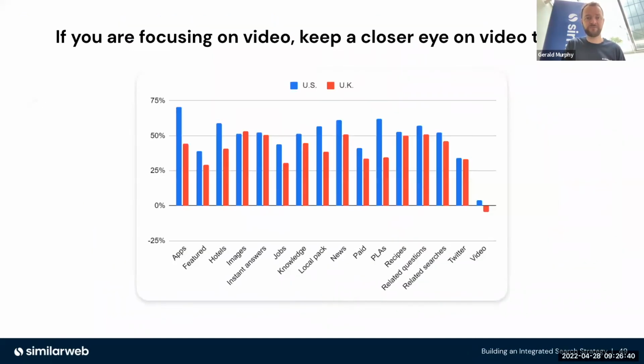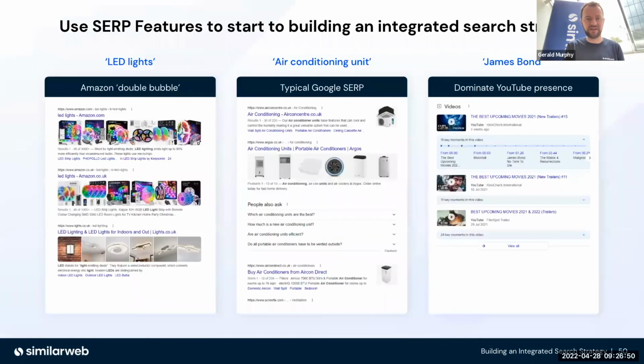If you're focusing on video, keep a close eye on what videos you're ranking for, particularly on Google and particularly in the United Kingdom, because they seem to be on the decline phase. And SERP features actually help you to start building your integrated search strategy. So very quickly, and again, we can do a separate webinar on this, essentially what you want to be doing is looking at the results themselves and looking at SERP features to better understand what should I be doing.